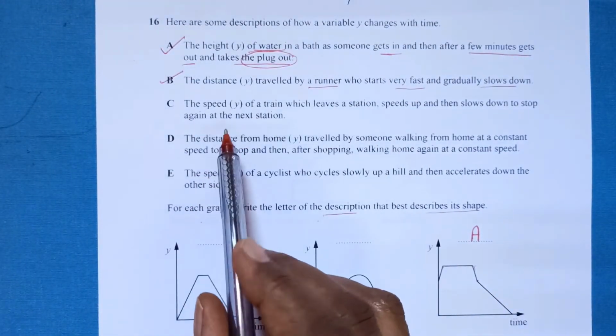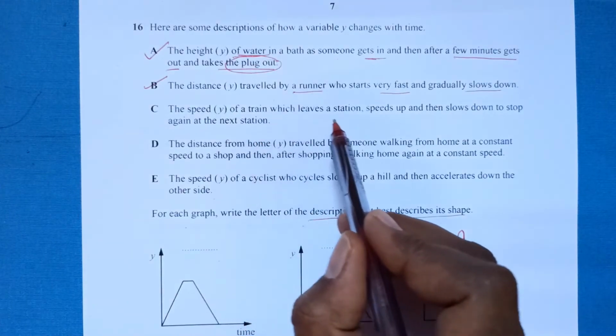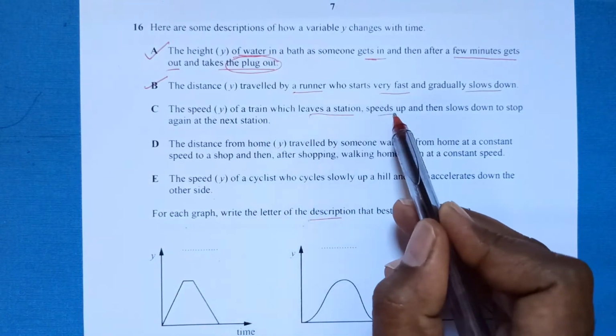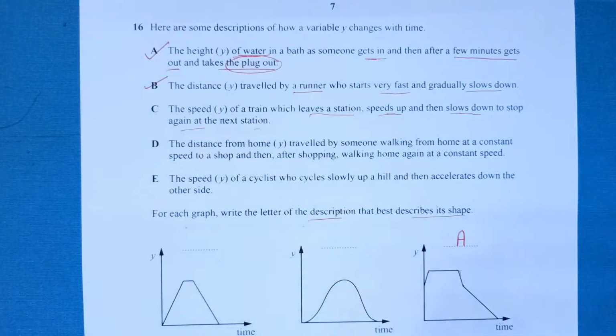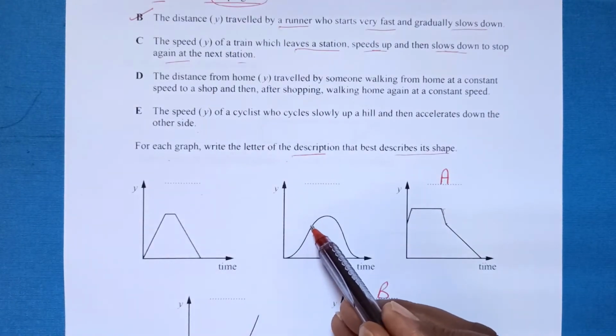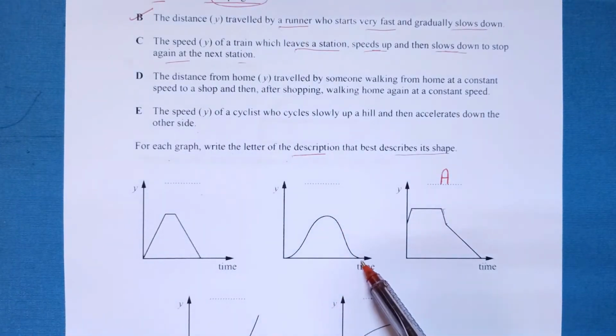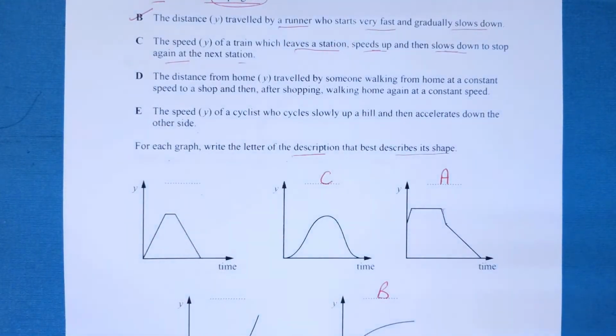Now part C. The speed y of a train which leaves a station, speeds up and then slows down to stop again at the next station. So it's very simple here. The train starts, speeds up, slows down, then again goes to stationary. That speed is 0 there. This is C. Now C is done.